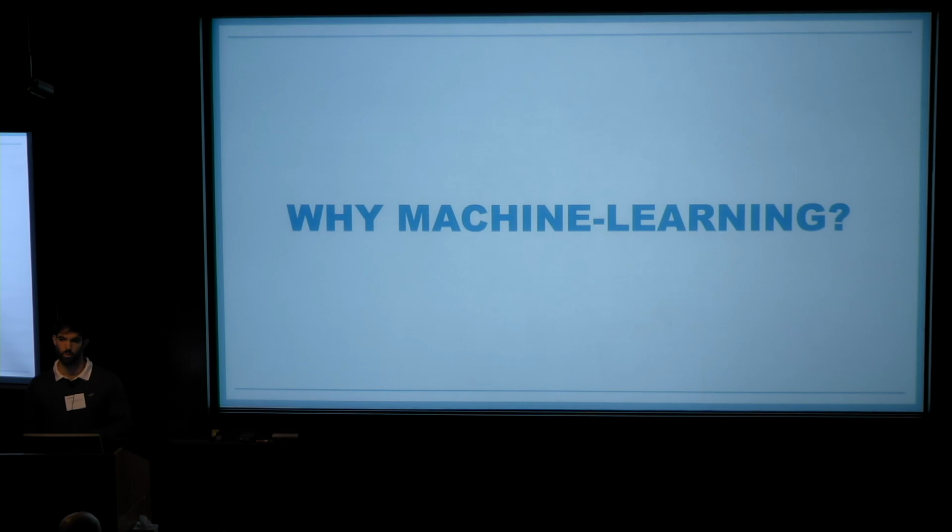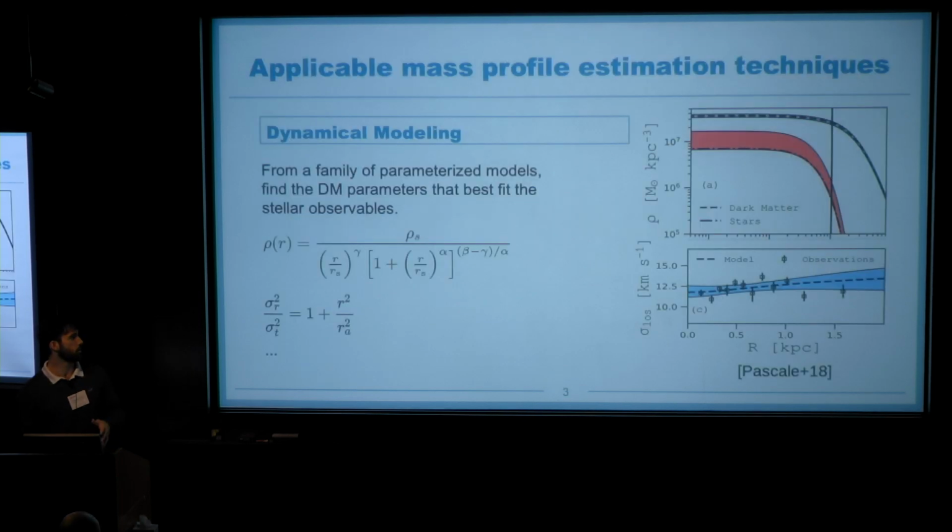So first, why do we want to use machine learning for this? Well, it's true that there already exist some techniques to obtain the dark matter profiles of dispersion-supported galaxies from the projected stellar data.